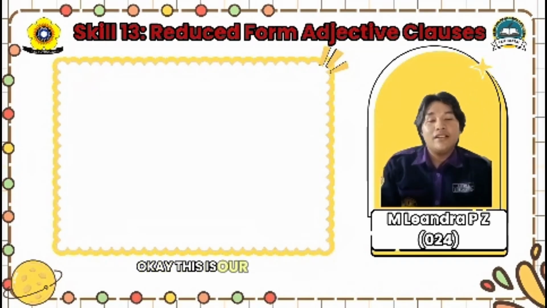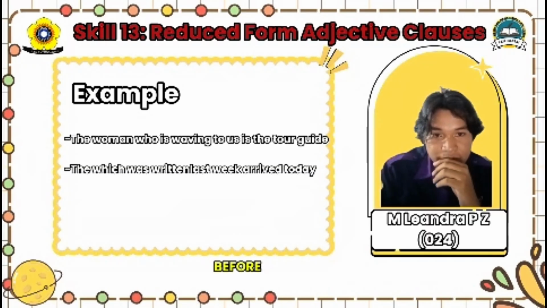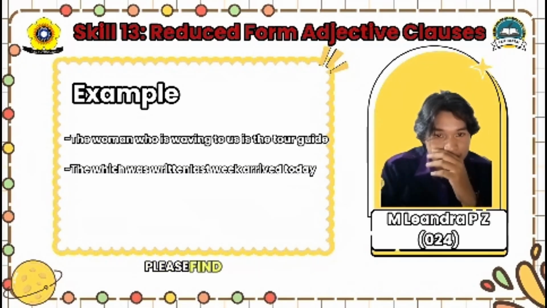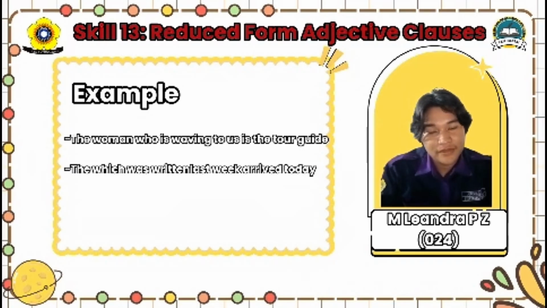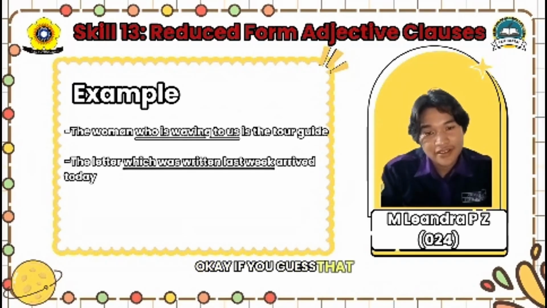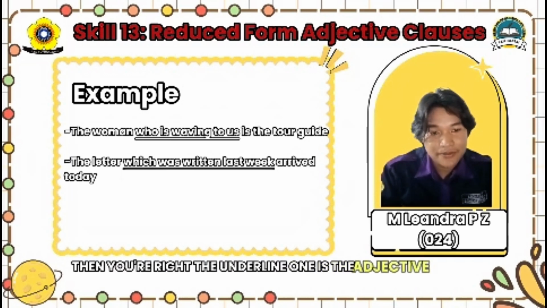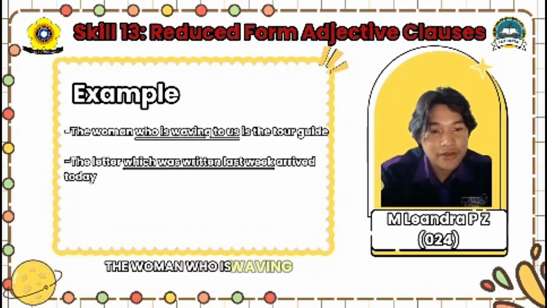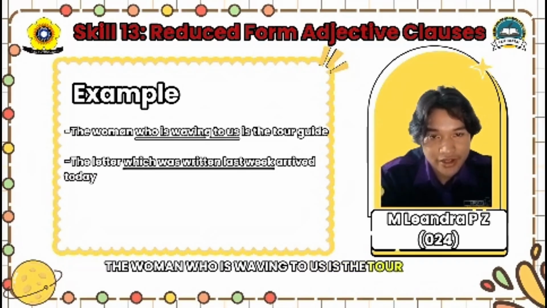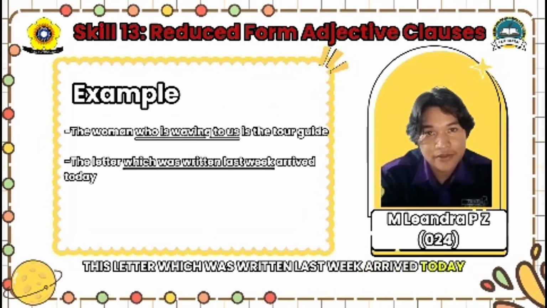Okay, this is how the sentence looks. Before you guess, please find the adjective clause first. Okay, if you guessed that, then you're right. The underlined one is the adjective clause. The woman who is waving to us is the tour guide. This letter, which was written last week, arrived today.